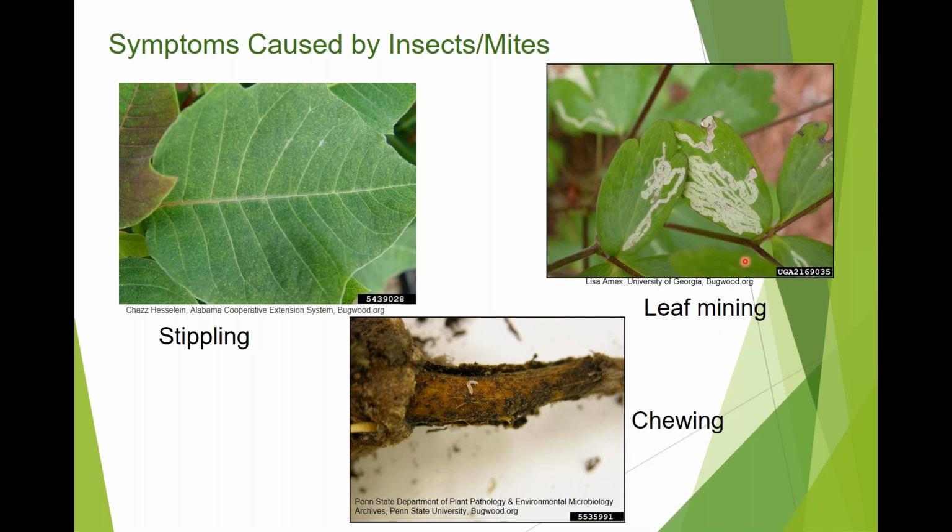And then you can also get leaf mining with insects, which is when these particular insects feed between the two layers of epidermal tissue on a leaf, and you get that kind of circuitous striping in the leaf. So you have to remember that you're not only looking at disease issues when you're doing diagnosis. You've got to keep all the different causal factors in mind, and that's why I'm showing you some symptoms of insect pests as well.